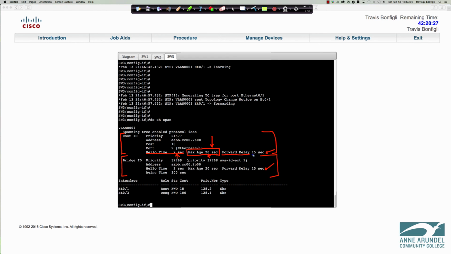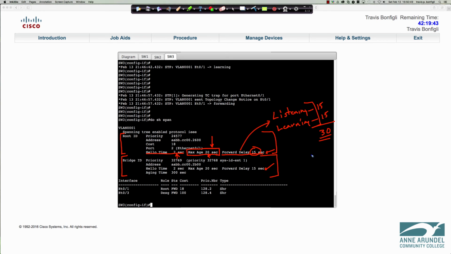And then the forward delay. Now remember, this applies to both the listening and the learning states. That delay timer, that 15 seconds, is 15 seconds for listening and 15 seconds for learning, for a total of 30 seconds. And this was one of the reasons that Rapid Spanning Tree was so popular when it came out, because you can cut that down to about 6 seconds since you no longer go through the listening and learning states. Okay.